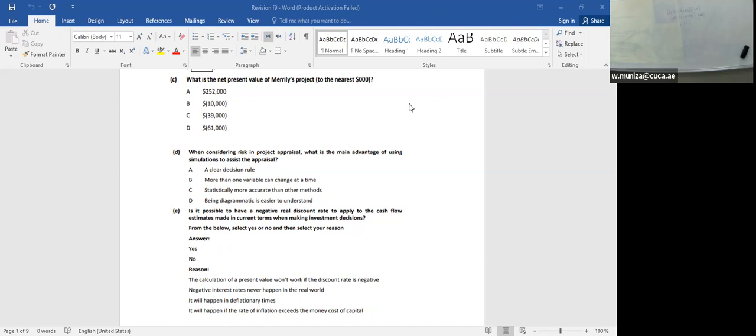And what is the reason for that? The last reason is the correct one. They say it will happen if the rate of inflation exceeds the money cost of capital. So this is just a theoretical part like this. In your exam questions also, there will be a mix of the questions. Okay, some theoretical and some numerical.